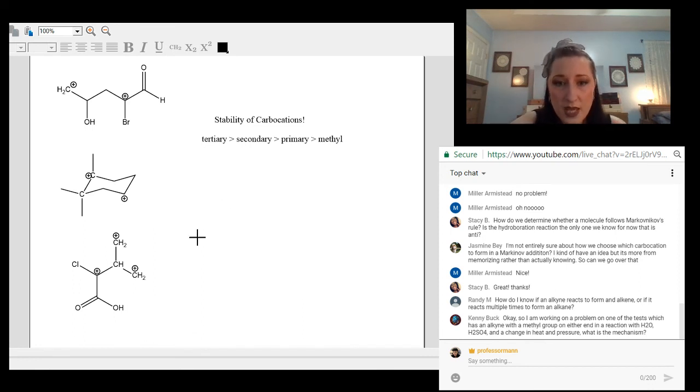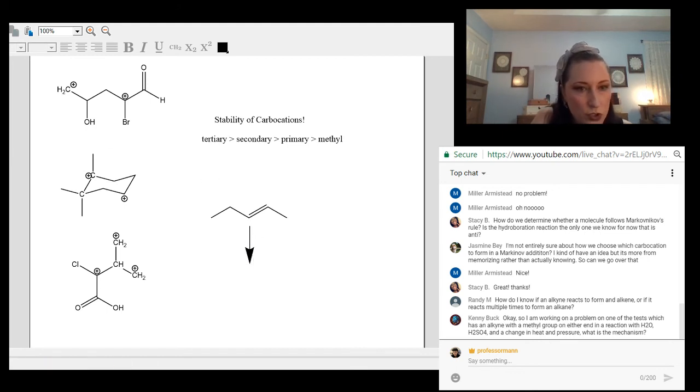Now, in some cases, if you have, let's say, a molecule that looks like this. Okay, it's not symmetric. And so if you were doing an addition reaction to this, an electrophilic addition reaction, which one would most likely form the carbocation, right? So you basically have 2 options.